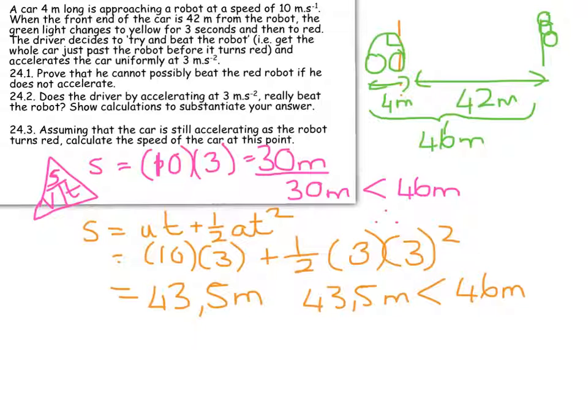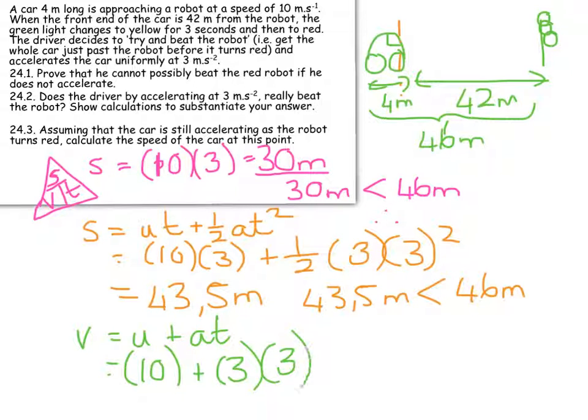Finally, assuming that the car is still accelerating as the robot turns red, calculate the speed of the car at that point. So I am now going to say my final velocity is equal to my initial velocity plus acceleration times time. I started at 10. My acceleration was positive 3 meters per second squared. I am doing that for 3 seconds while that robot's changing color, and I am at 19 meters per second.